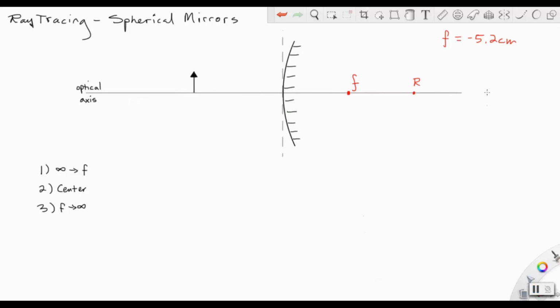Let's go through our process again. Like we did last time, we can use green to represent the parallel to focal ray, blue to represent the center ray, and purple to represent the focal to parallel ray. Now there's nothing special about these colors. I'm just trying to keep our videos consistent. So I'm going to take green here and create a parallel ray all the way up to the optical plane.